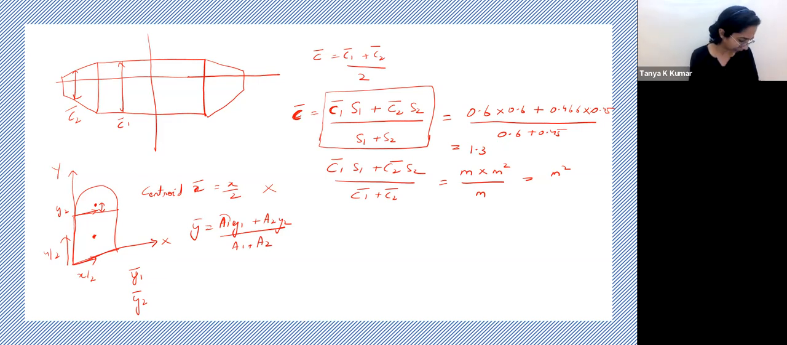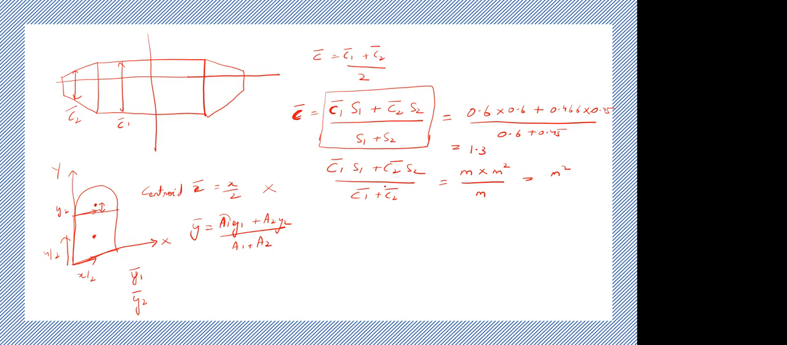I think I've made a mistake in my calculation then. Let me just try doing it again. Isn't it coming 0.54? My mistake. 0.54. So it's 0.54 meters.